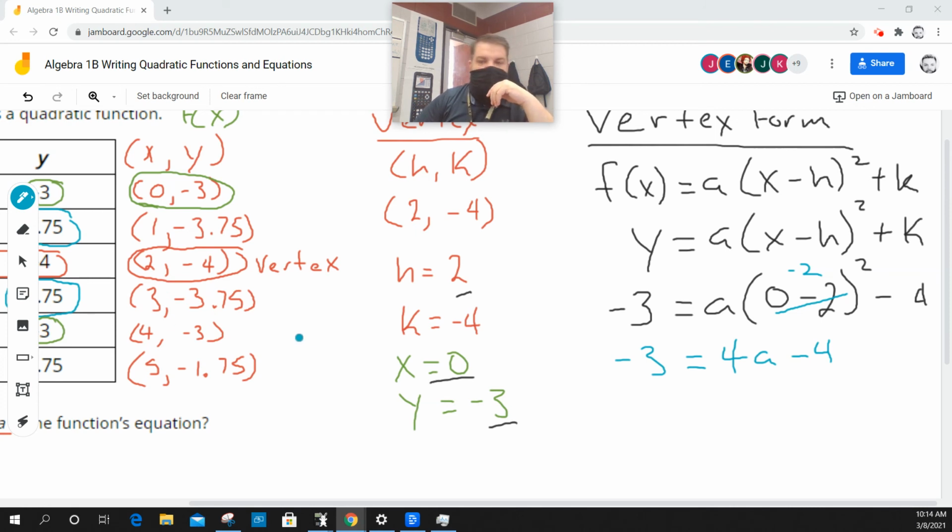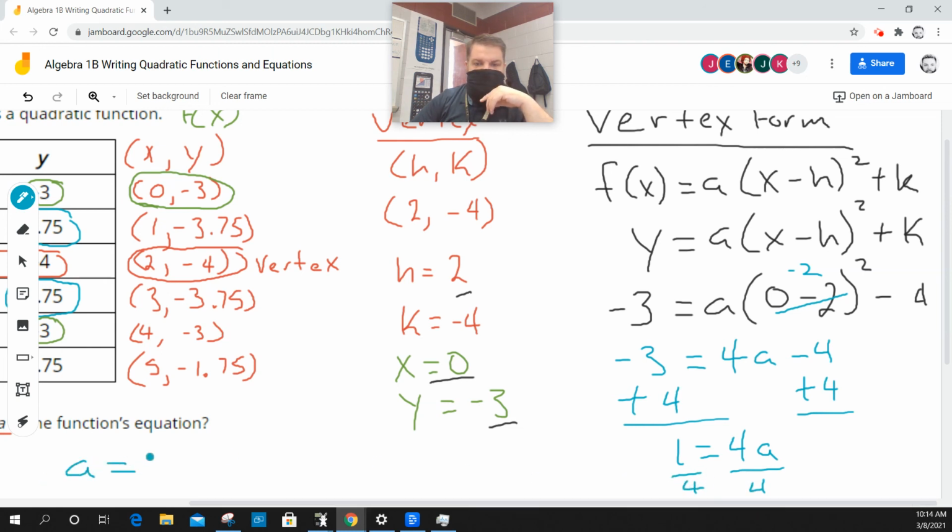I'm just going to add 4 to both sides. I'm just moving things away from a. So I get a positive 1 is equal to 4a. Divide both sides by 4. And I get a is equal to 1 over 4. Right? And that's it. That's all there is to that one.